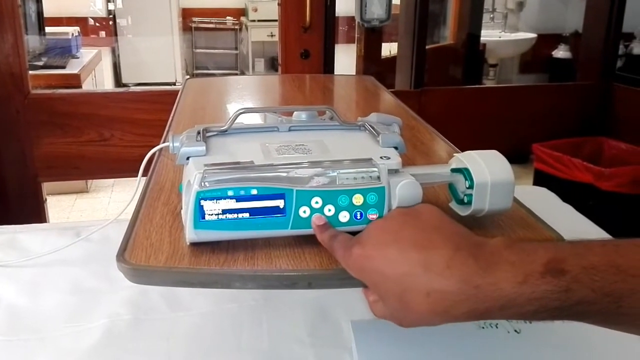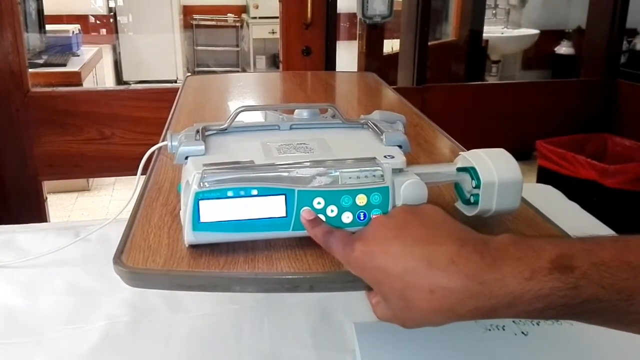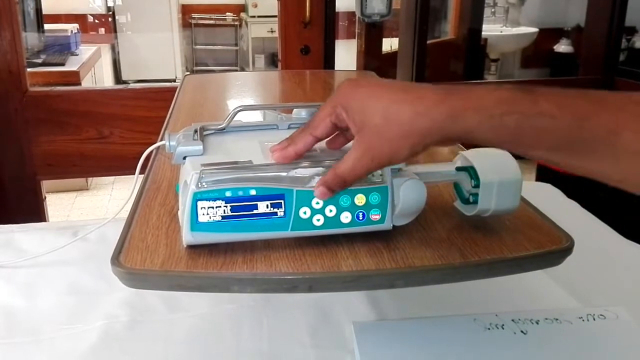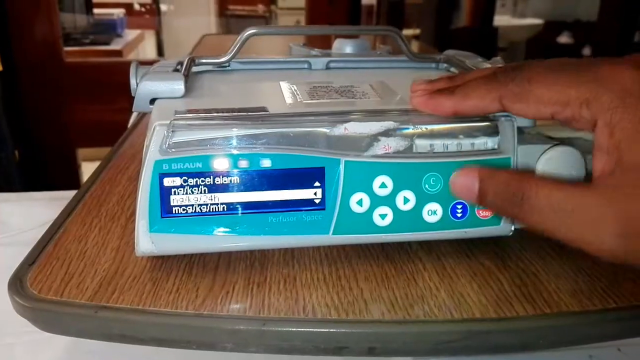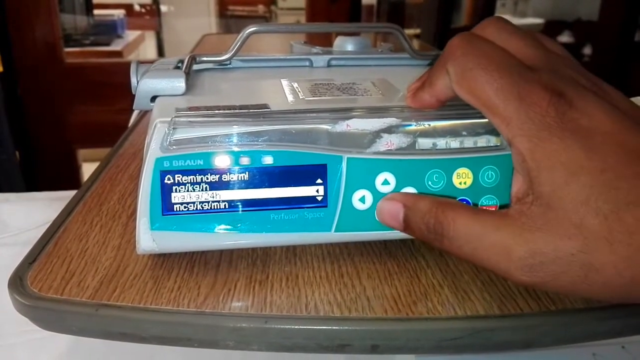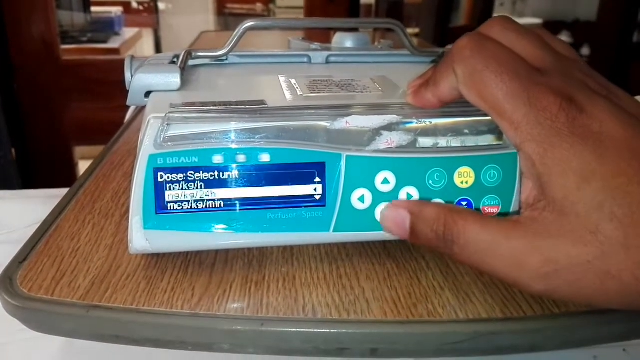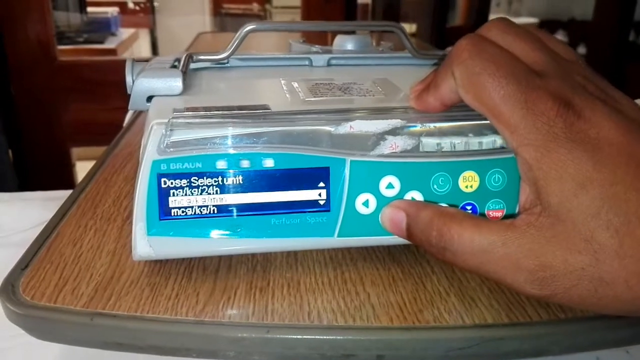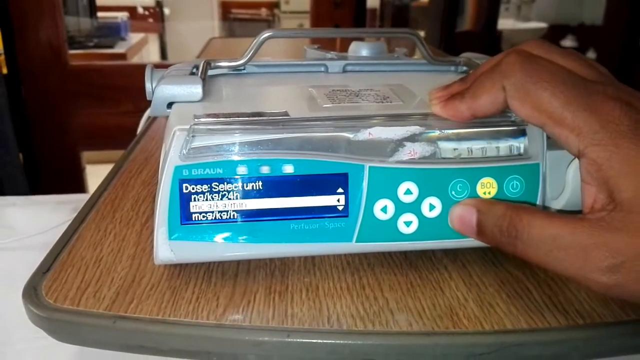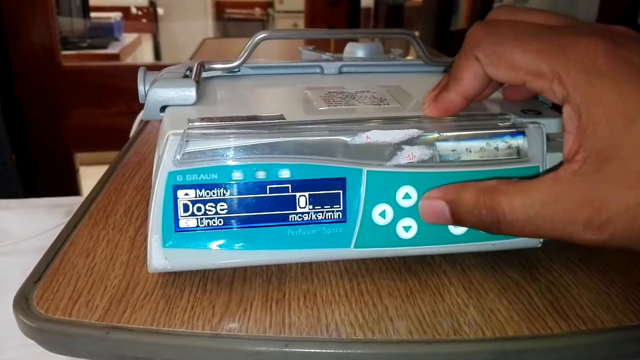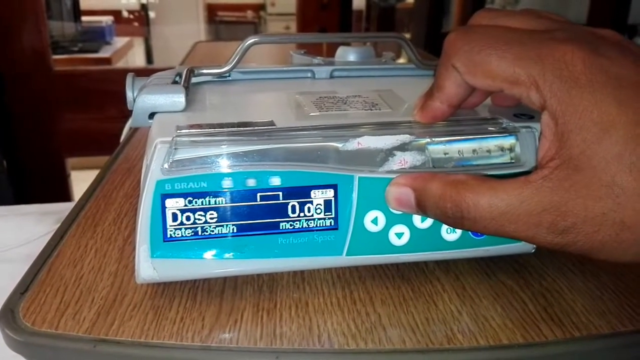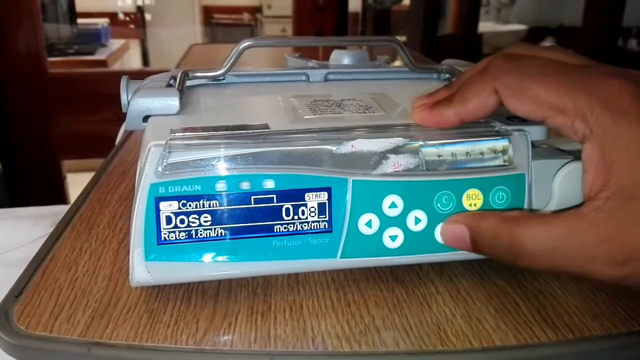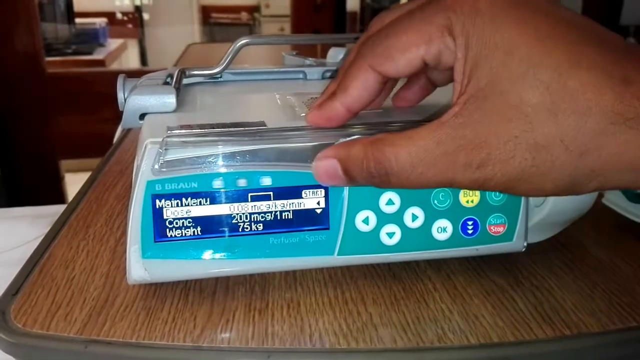So we need weight. Select weight, and weight is 75 kg. After selecting weight, you have to select the unit. So the unit is mcg per kg per minute, press OK. Dose is 0.08. Now press OK. So it is a final review.